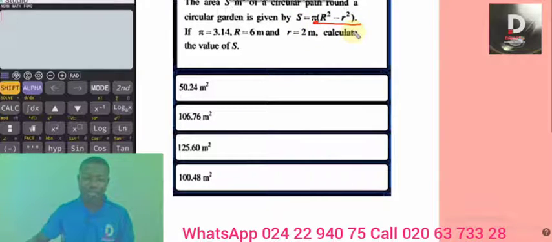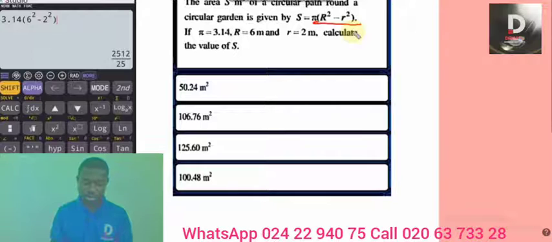So when you see pi, you put it there. What is pi? He gave pi as 3.14. The next thing is bracket. So bracket, what is capital R? It is 6. So 6 squared. You put 6 squared. Right? Minus, put your minus sign. Small r is what? 2. So that's also 2 squared. Put 2 squared there.